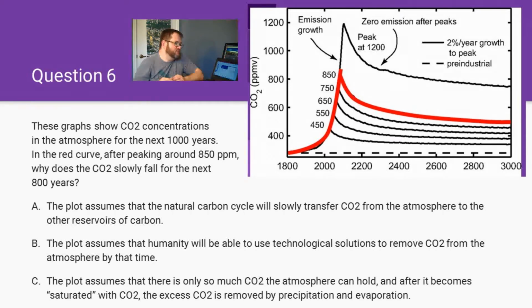A, the plot is assuming that the natural carbon cycle will slowly transfer carbon dioxide from the atmosphere into other reservoirs of carbon. B, the plot is assuming that humanity will be able to make technological solutions to remove carbon dioxide from the atmosphere by that time. Or C, the plot assumes that there's only so much carbon dioxide that the atmosphere can hold, and after that it becomes saturated with carbon dioxide, and the excess carbon dioxide is removed by precipitation and evaporation.